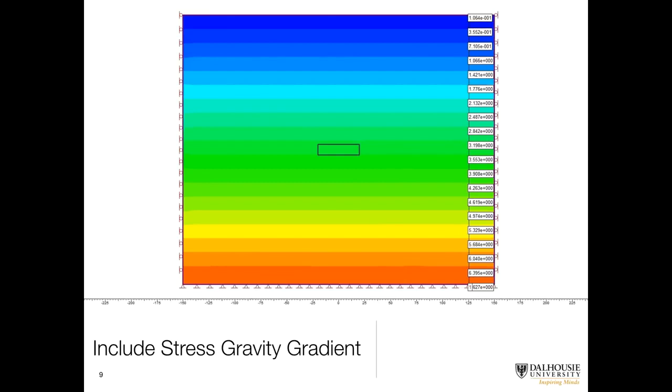So sometimes we actually need to include stresses from gravity. So we need to include this gradient from gravity loading and the unit weight. In that case, we also want to make use of these roller boundaries on both sides.